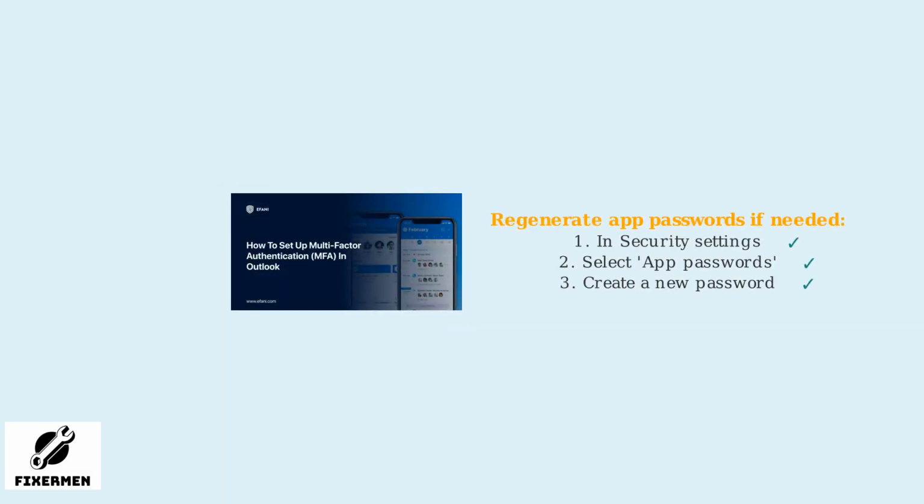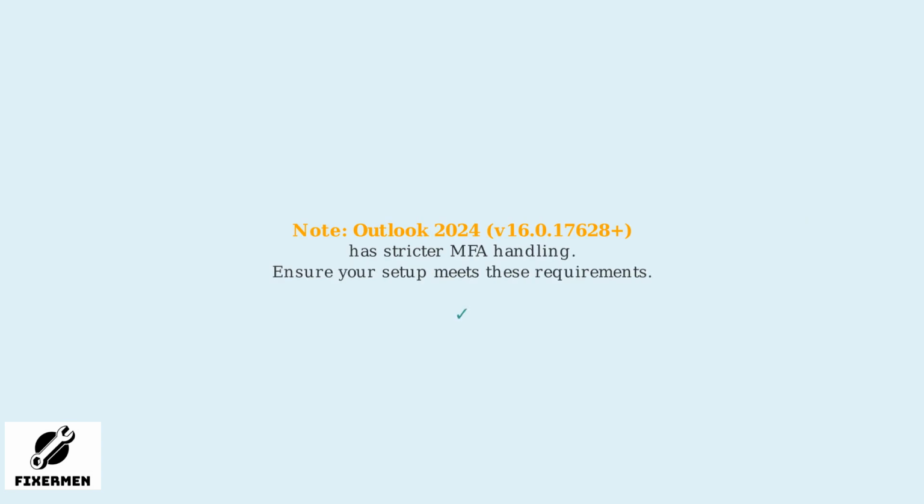If app passwords are causing issues, regenerate them. In your security settings, go to App Passwords and create a new one. This promotional graphic shows how to set up MFA in Outlook. Finally, note that Outlook 2024 version 16.0.17628 and later has stricter MFA handling. Make sure your authentication setup complies with these enhanced security requirements.